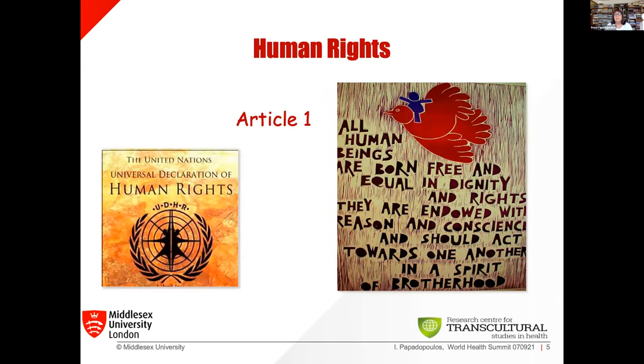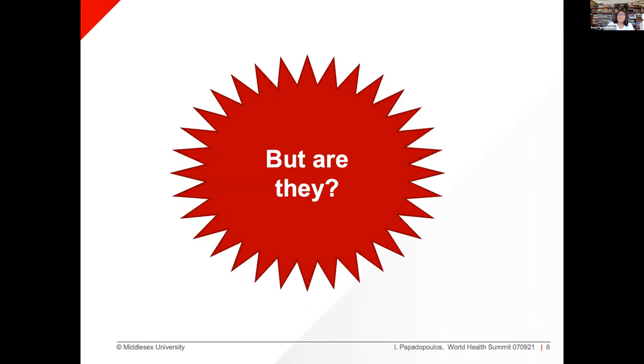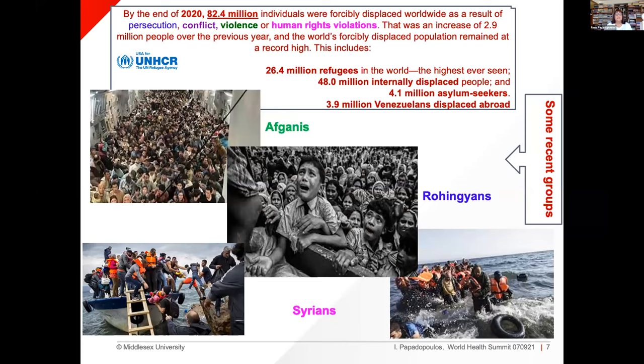Let me remind you, you don't need to be reminded, but I will do that. The first article of the Universal Declaration of Human Rights says that all human beings are born free and equal in dignity and rights, and they are endowed with reason and conscience and should act towards one another with a spirit of brotherhood. The question is, are they? Are they free and equal, and do they behave in a humane way to each other? So if we look at this slide, there's a lot of pain there.